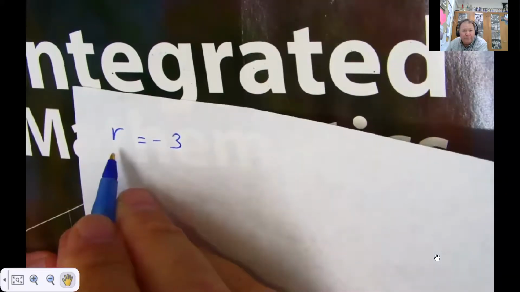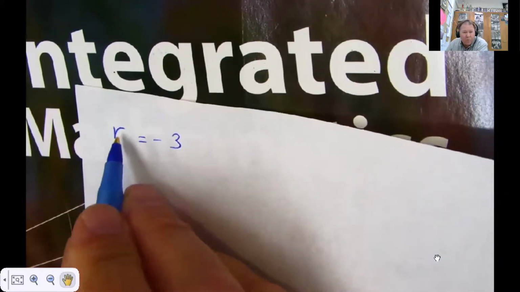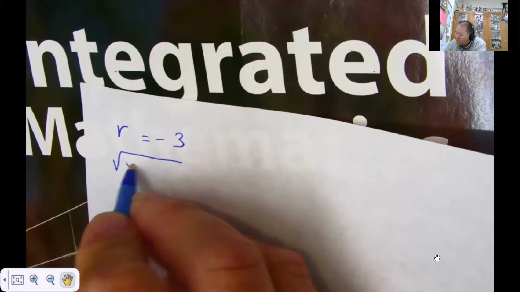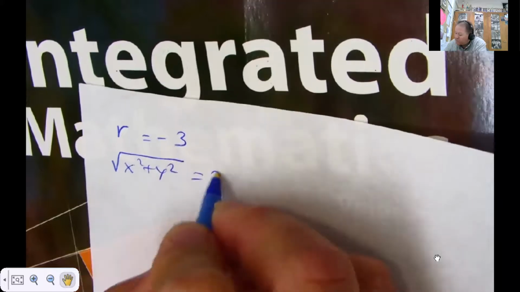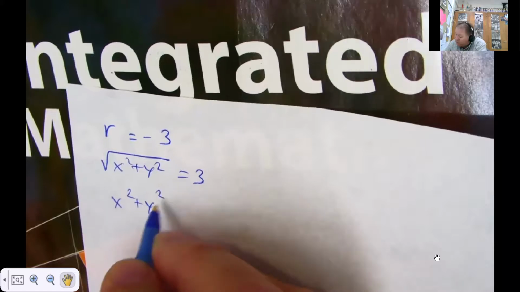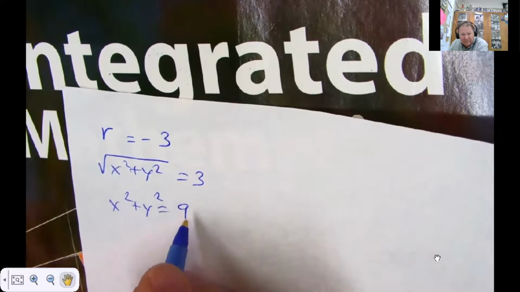So I was going to say square, but I guess I could do that first. Let's substitute back in. What is r in the rectangular world? R in the rectangular world is the square root of x squared plus y squared equals 3. And then you could square both sides. This would be x squared plus y squared equals 9. And there it is, right? The center is at the origin, 0, 0, and the radius is 3.